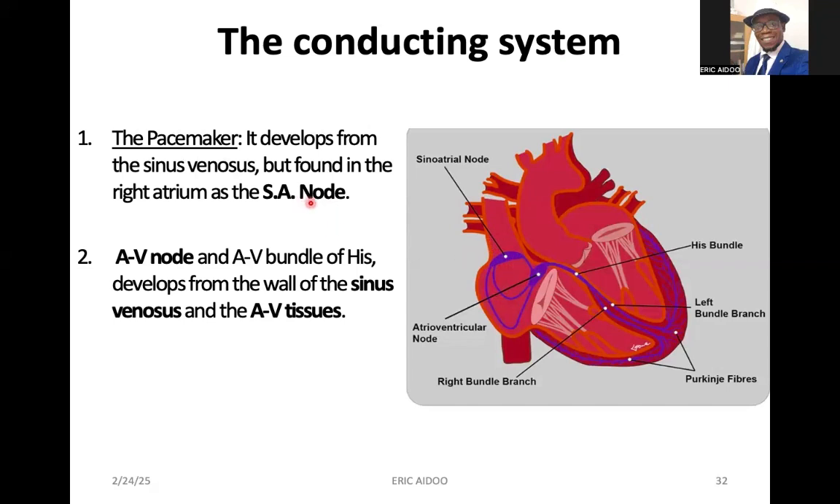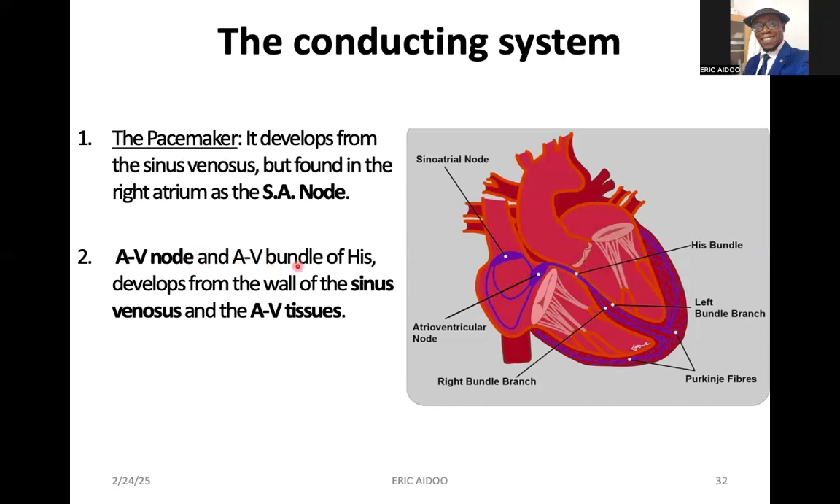Then this sinoatrial node will initiate the heartbeat and then transfer it to the atrioventricular node. So a node between the atrium and the ventricles, atrioventricular node. Then the atrioventricular node, which is also known as the AV node, will pass it on to the bundle of His. His is actually a gentleman's name. So Mr. His was a scientist that discovered it, so it is named after him. So this becomes an eponym. Bundle of His or His bundle.